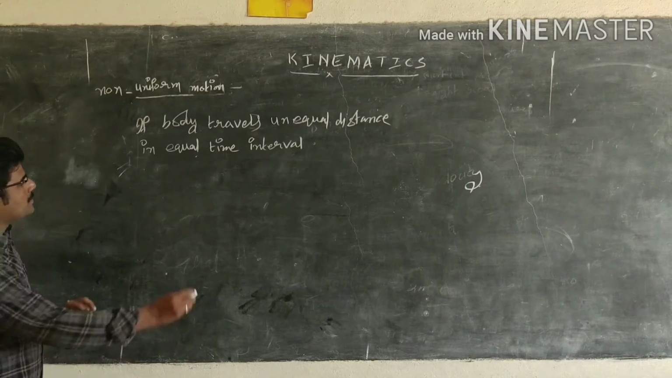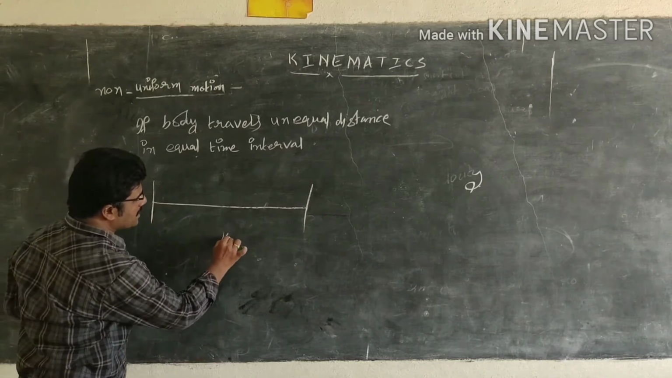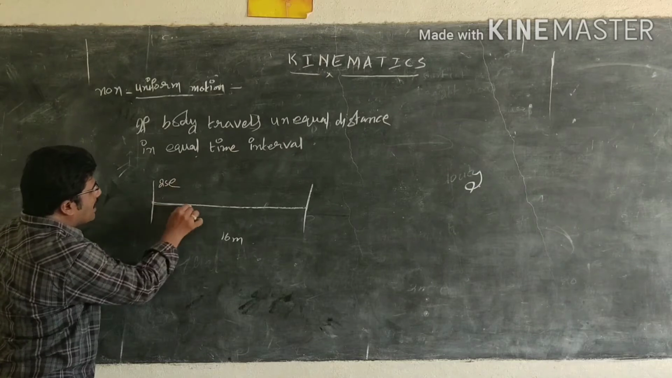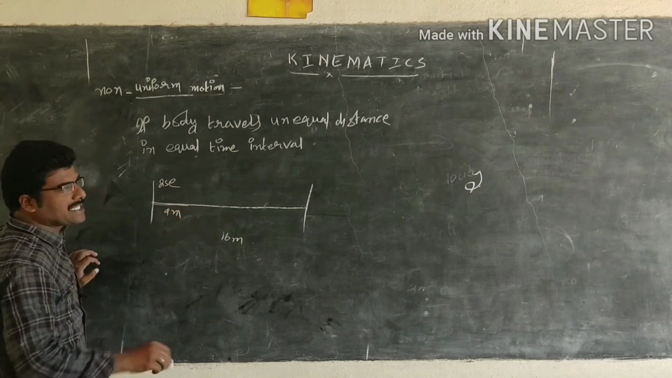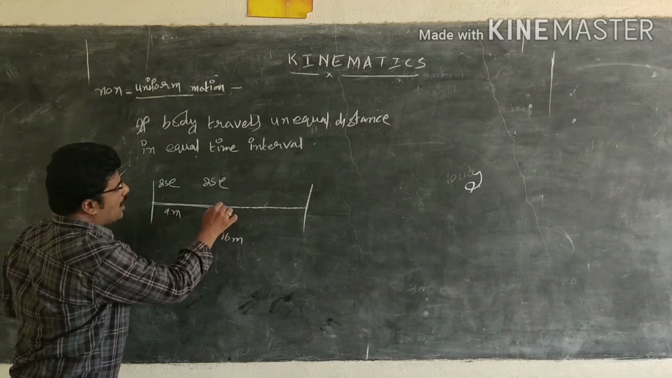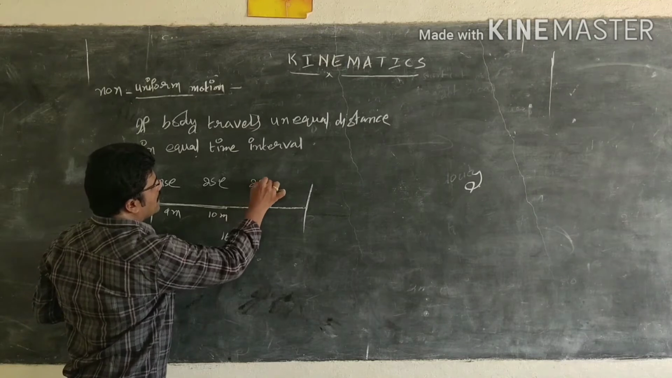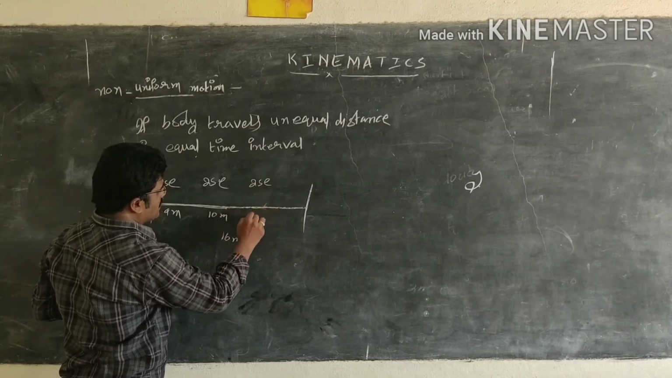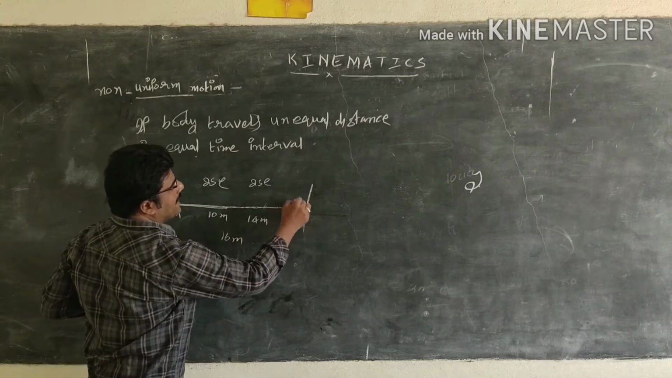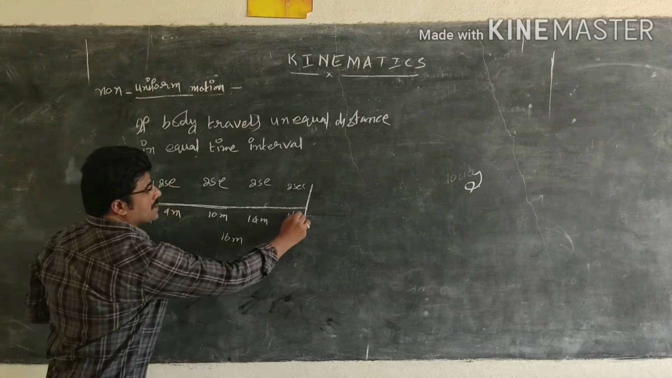For example, we have taken a length of 16 meters. For the first 2 seconds, it travelled 4 meters. For the next 2 seconds, it travelled 10 meters from the origin. For the next 2 seconds, it travelled 14 meters from the origin. For the next 2 seconds, it travels to the end, so 16 meters from the origin.